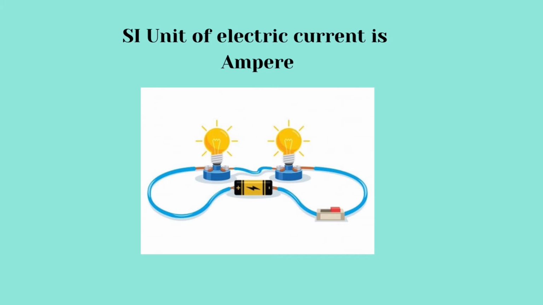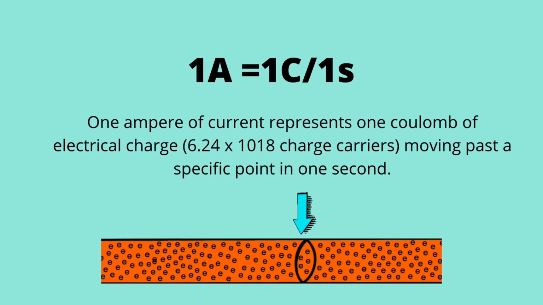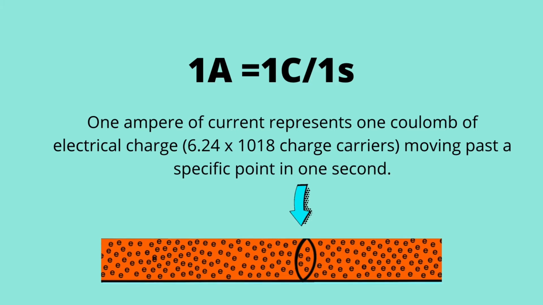Now that we learned the important terms associated with ampere, so what exactly is ampere? Ampere is nothing but the SI unit of electric current. Ampere is usually denoted by A, or it is called as amps. 1 ampere of current is represented as 1 coulomb of electric charge moving past a specific point in 1 second.